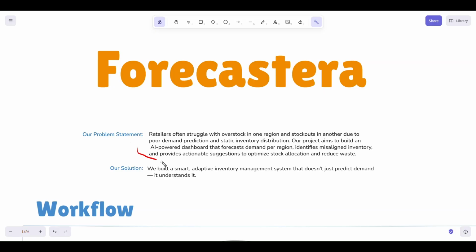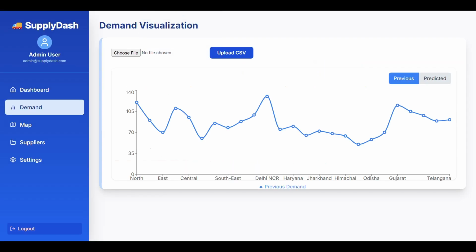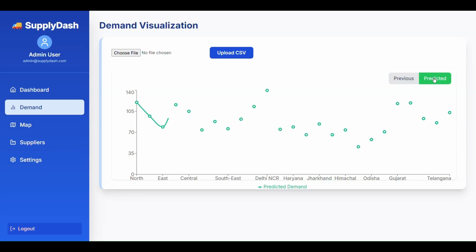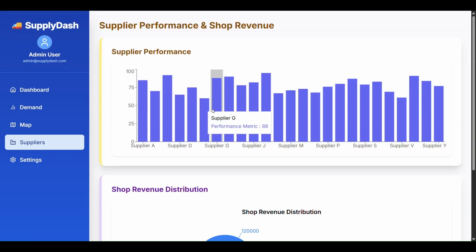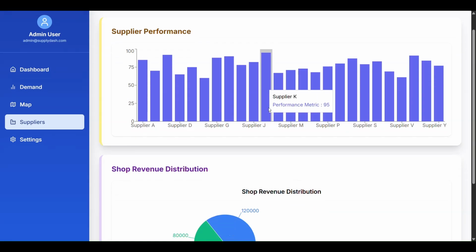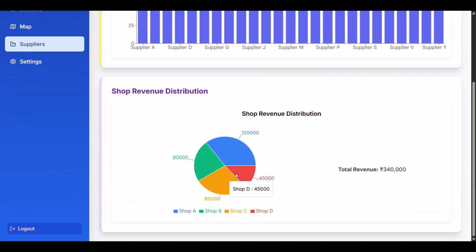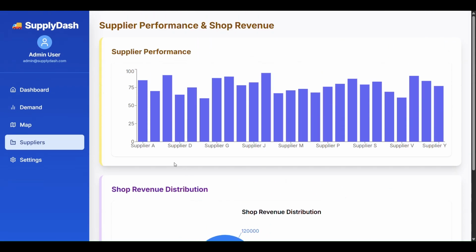Why does this happen? Because most inventory systems rely on static forecasts and ignore real-world human behaviors. To solve this problem, we have built a smart adaptive inventory management system that doesn't just predict demand, it understands it. Our system uses machine learning to forecast product demand in each region. It also takes into consideration the suppliers and their performances and gives them weights accordingly.